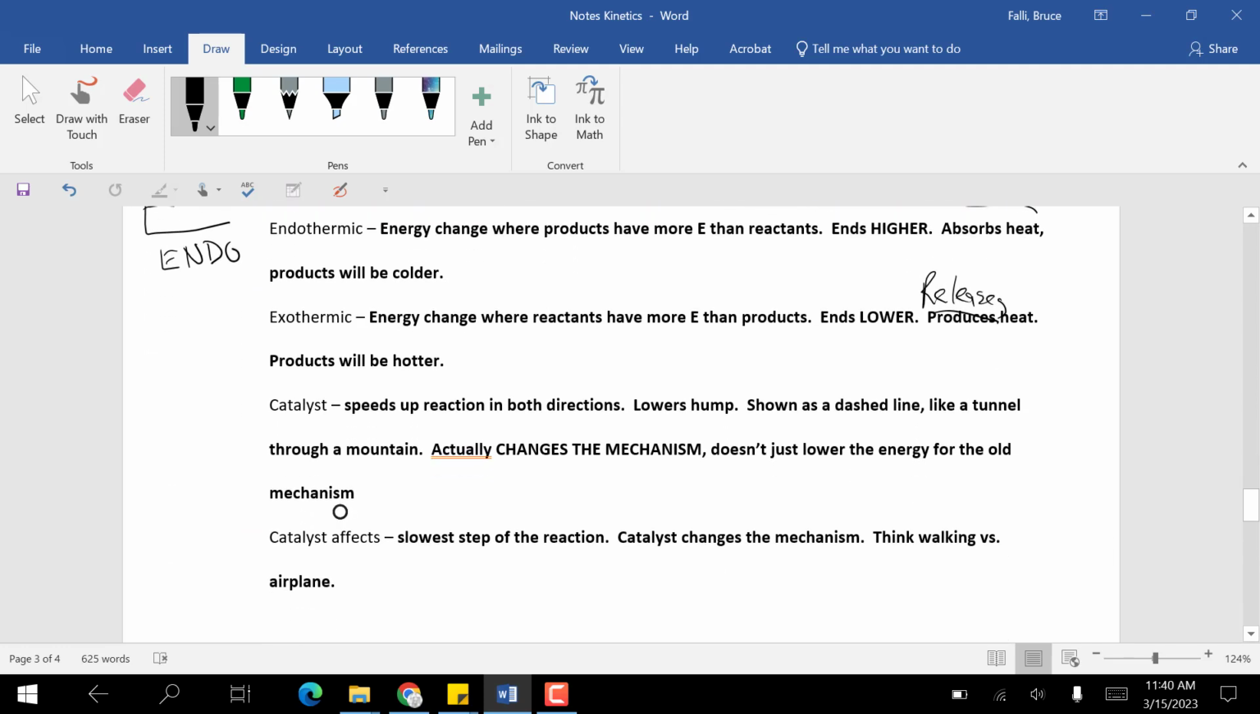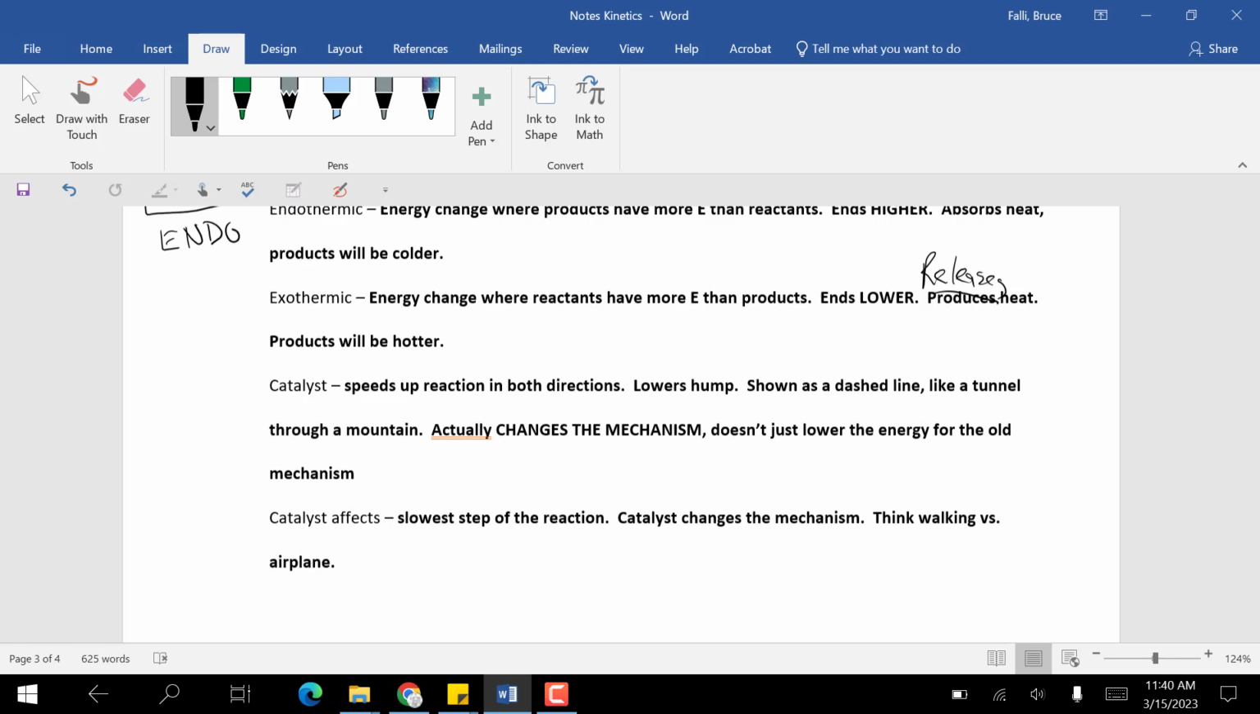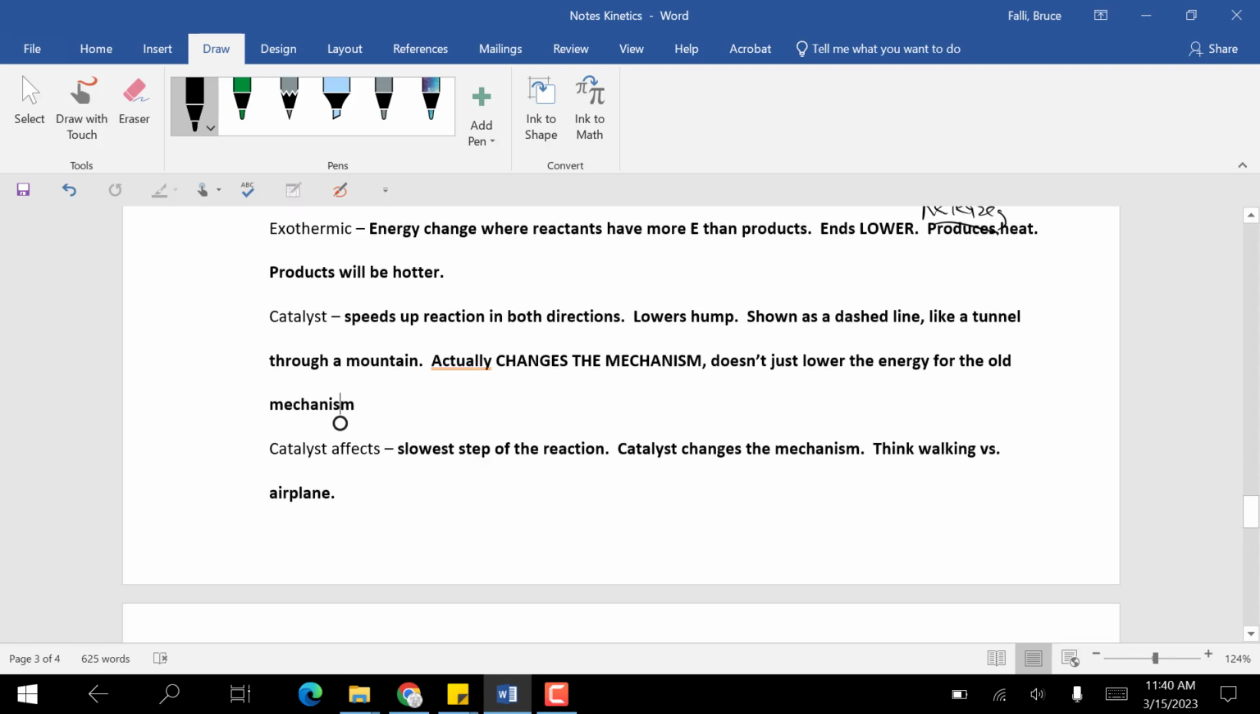So when this happens, it actually changes the mechanism. Before it was climbing over a mountain; the mechanism change would be like flying over a mountain in a helicopter or riding a horse or something like that. It doesn't just lower the energy of the old mechanism. That's how it works in real chemistry, but just lowering the dashed line is all you need to worry about. A catalyst affects the slowest step of the reaction. The catalyst changes the mechanism, like I said before, walking versus airplane.